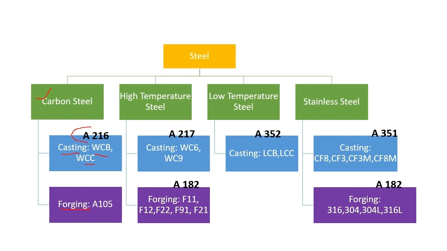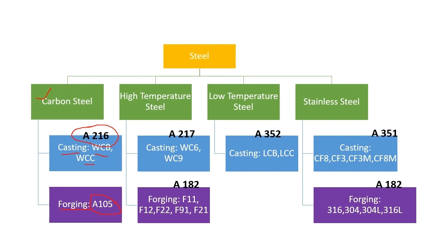So ASTM A216 is the specification being used, and the grades commonly used are WCB and WCC. There are various other grades in the casting category of carbon steel, but these two are the most commonly used. In the case of forging, we have ASTM A105, and the material name or grade name is the same, because in this particular standard there is only one grade, and everybody calls it A105.